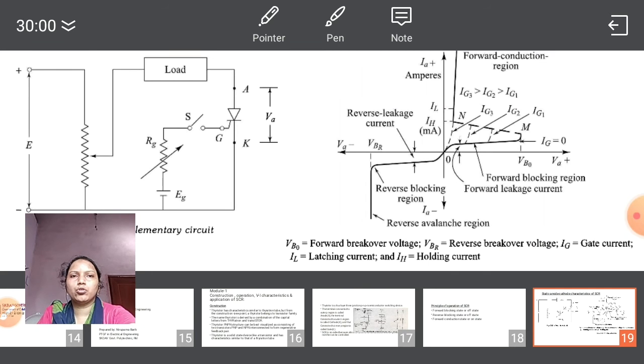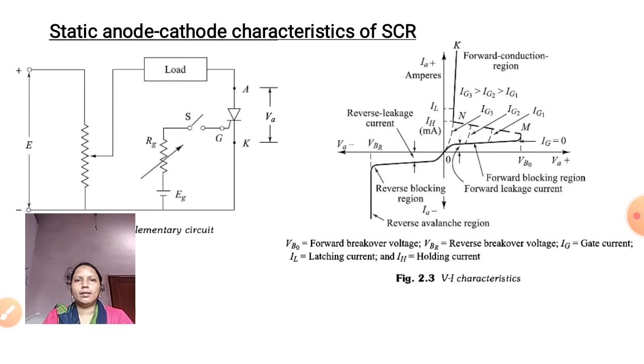You can also name or call it the static anode cathode characteristics of SCR. The VI characteristics of SCR mainly consist of three parts. It belongs to the three modes of operation of SCR which we have discussed in earlier classes.